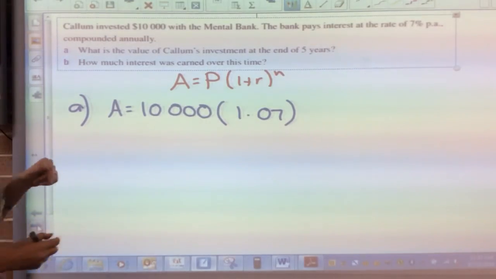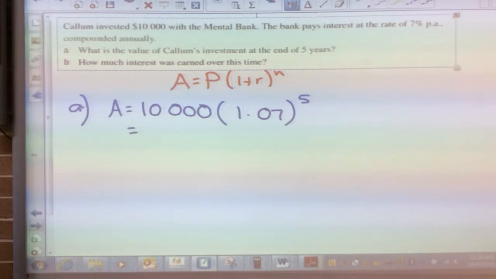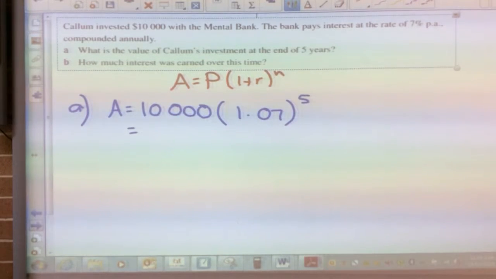And how many years are we investing it? 5 years. Grab a calculator, type it in, what do we get?